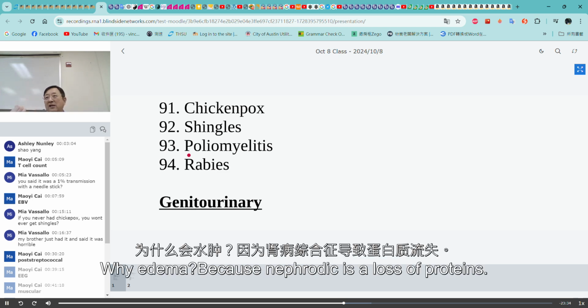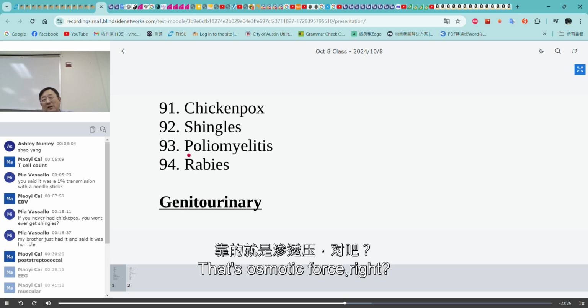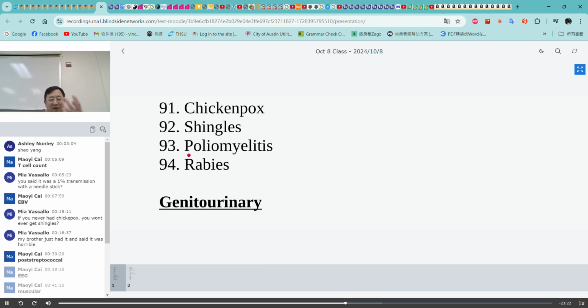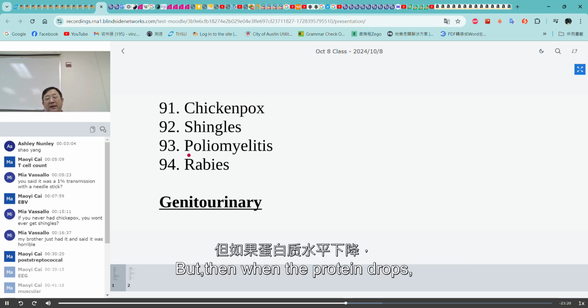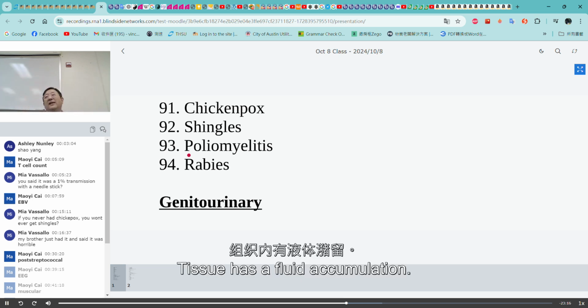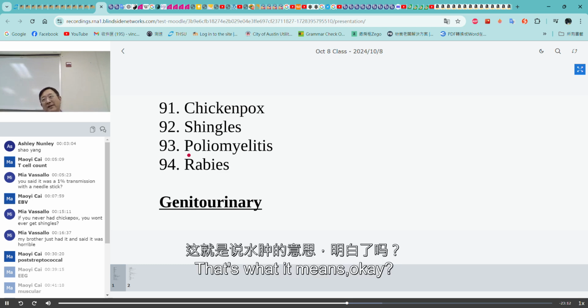Because nephrotic is a loss of proteins in the blood. What's the function of proteins in the blood? One of the major functions is to hold water. That's osmotic force, right? Water is not going to leave the blood. So it holds it. But when the protein drops, water leaves into the tissue. Tissue has a fluid accumulation. Then what? It will be edema. That's what it means. Okay?